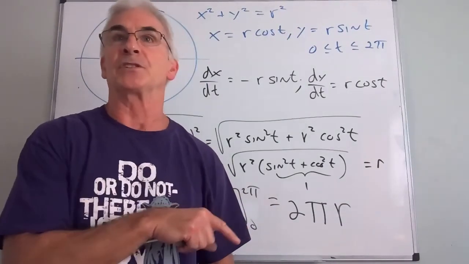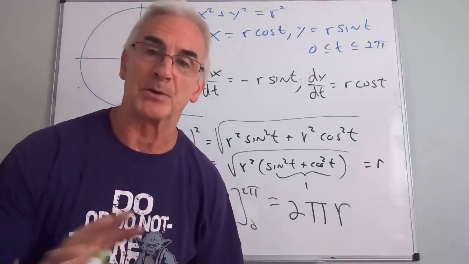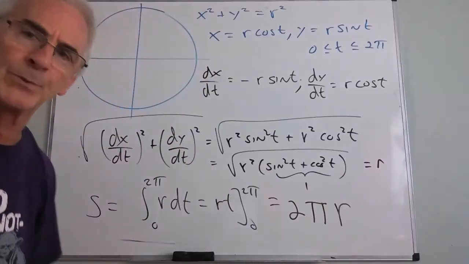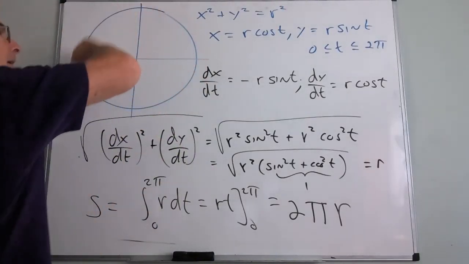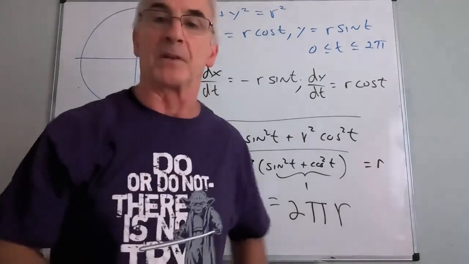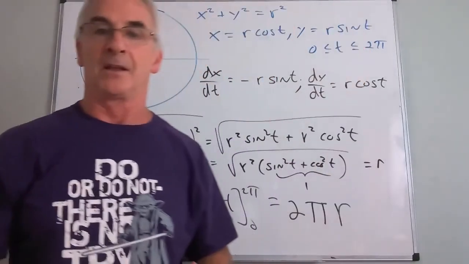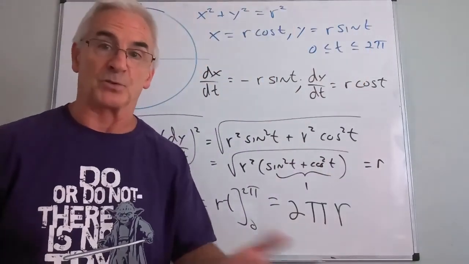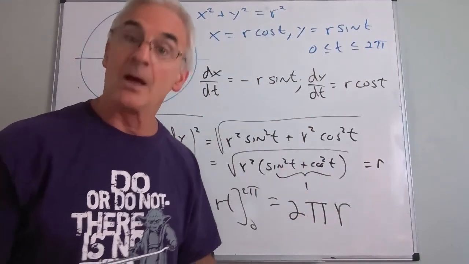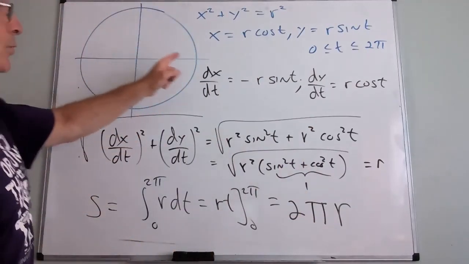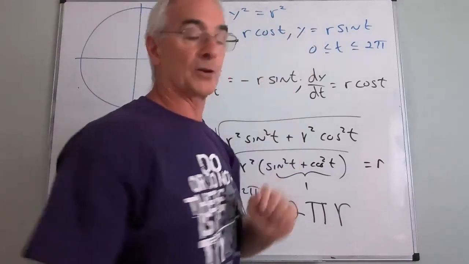Could you have done this in Calc 1? Yes, but it wouldn't have been the same problem, because in Calc 1 we would have said, okay, let's solve for y and do the top half of the circle, do all the derivatives, and then just double the answer at the end. That's legal, but that's what you would have done in Calc 1 because you couldn't do the whole circle. It's not a function. But when I parameterize it, x and y are both functions of t.